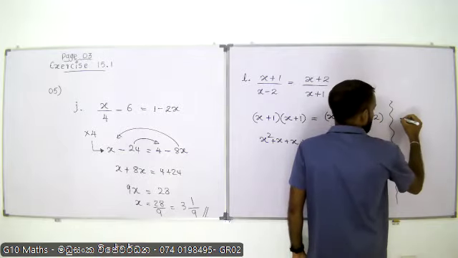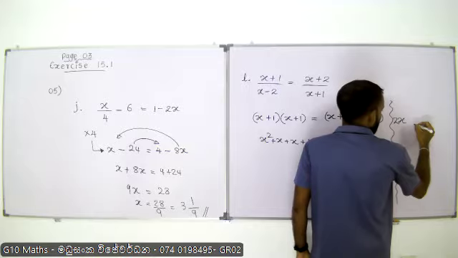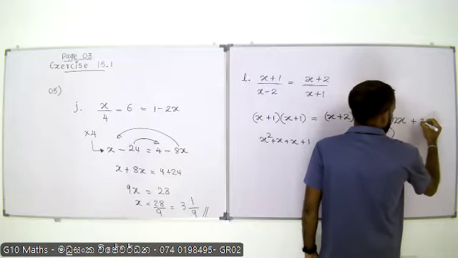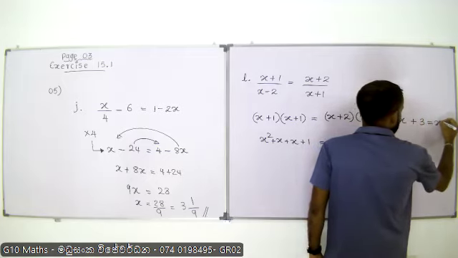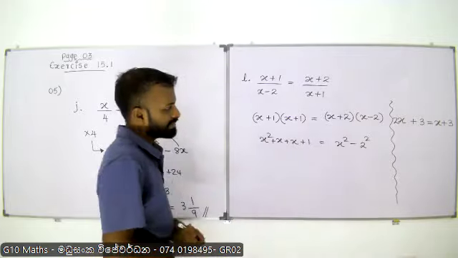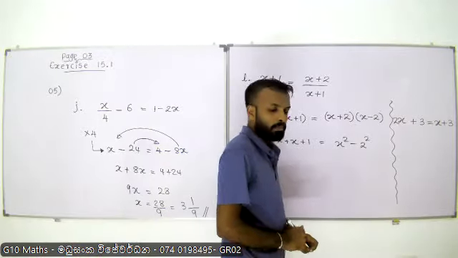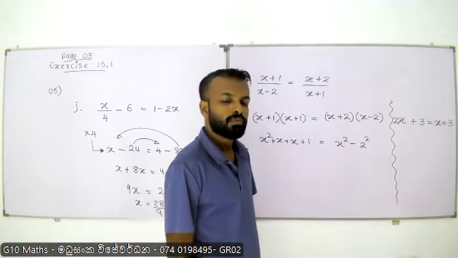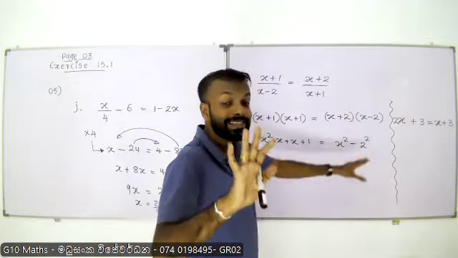So you may see something like this. Let's say 2x plus 3 is equal to x plus 3. 2x plus 3 is equal to x plus 3. You already know this, but some of you may forget.